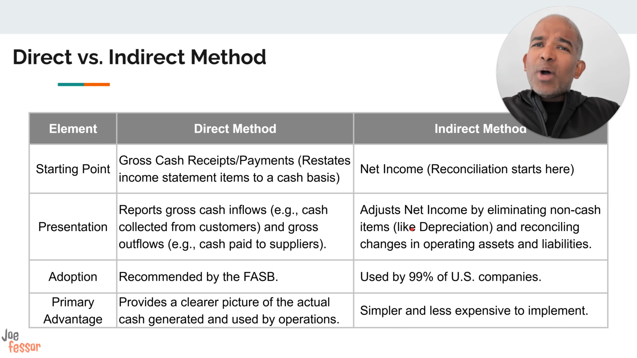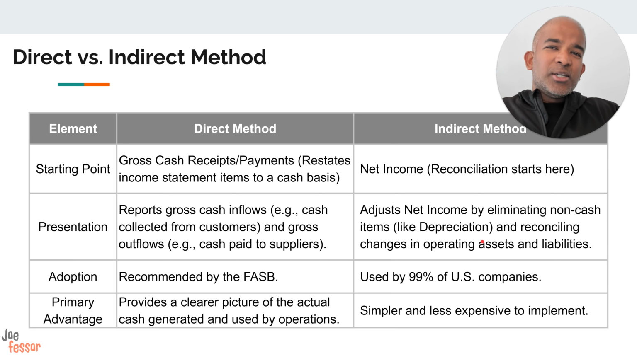Since we now understand why net income and cash flow differ, let's look at the two approved formats for presenting the operating activities section. First, we have the direct method. This method reports the components of cash flow as the actual gross cash receipts and gross cash payments. It essentially restates the income statement on a cash basis, showing figures like cash collected from customers. Second, we have the indirect method.